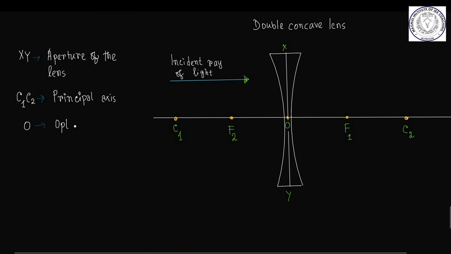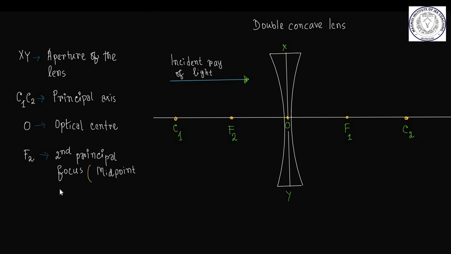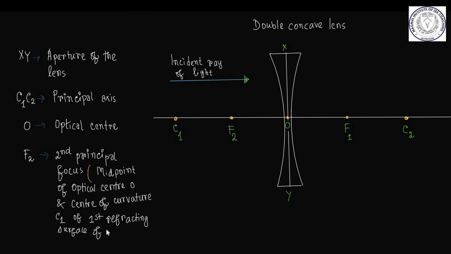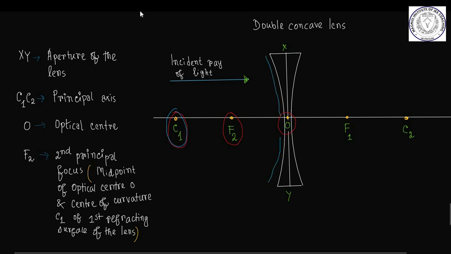If a ray is transmitted through the optical center, there will be no deviation of the ray of light. O is the no-deviation point. F2 is the second principal focus of the concave lens, which is the midpoint of optical center O and center of curvature C1 of the first refracting surface.